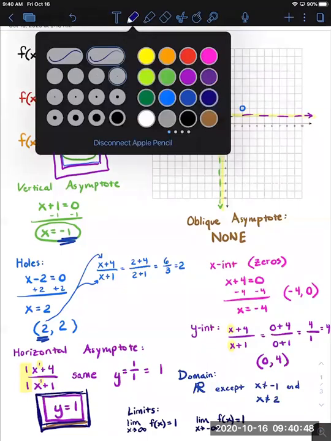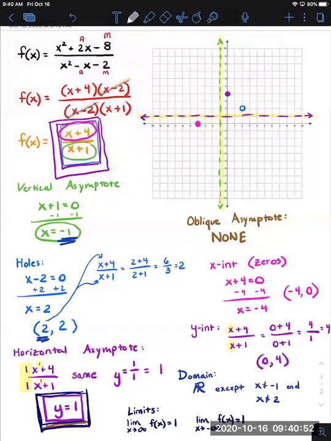So what we're going to do, if I can find a different color, we're going to use gray. You see up in this first quadrant, we have 2 points. So you want to connect those points with a curved line that does not cross the asymptotes. We're just sketching a graph.